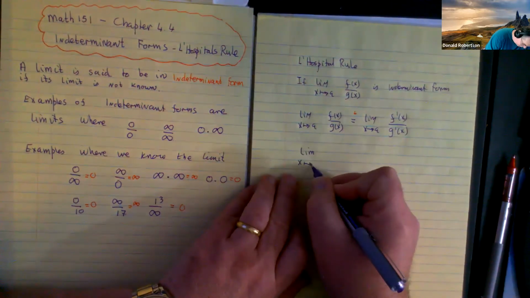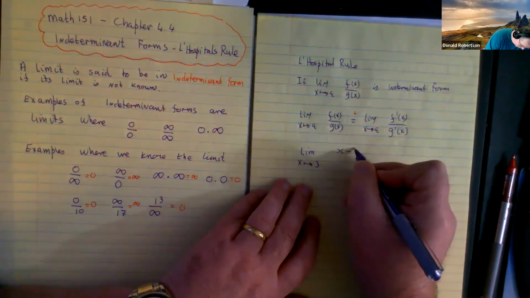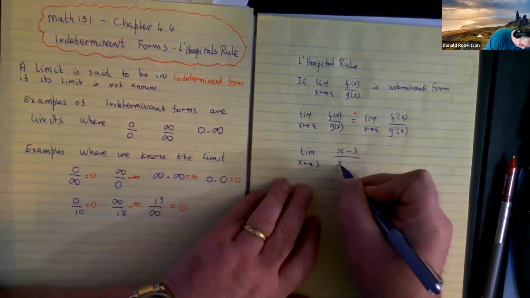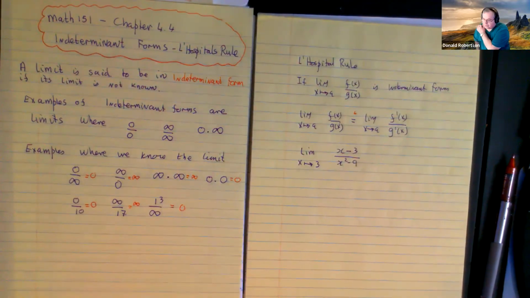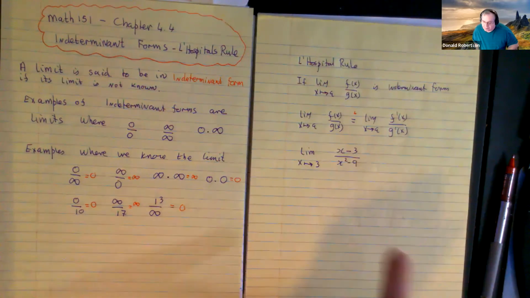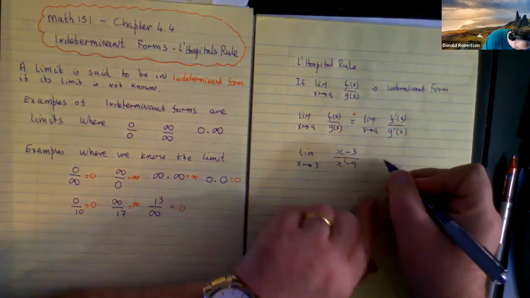Let's suppose I wanted to find the limit as x tends to 3 of x minus 3 over x squared, take away 9. Now, we have other methods to do that, but let's pretend we didn't know about those methods. The first thing you would do is you would plug in 3.